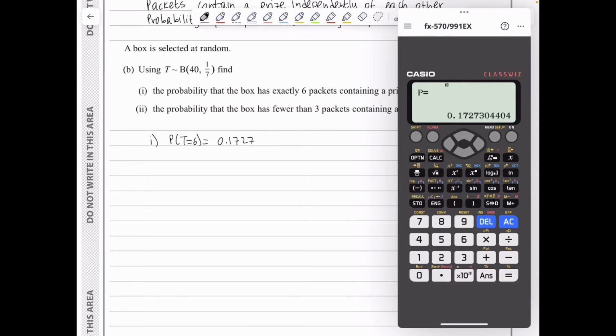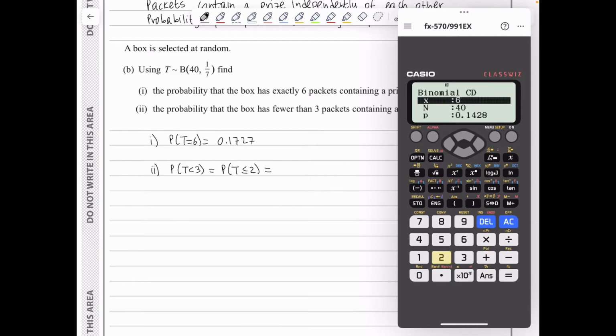0.1727. In part ii, we need to find the probability that the box has fewer than 3 packets containing a prize. So we need to find the probability of T being strictly less than 3, which can be written as a relaxed inequality as the probability of T being less than or equal to 2. The reason we need this is that the calculator is working with cumulative probabilities, so less than or equal. So I'm going to press menu again, option 7, I go down, and it's option 1 binomial CD cumulative distribution.